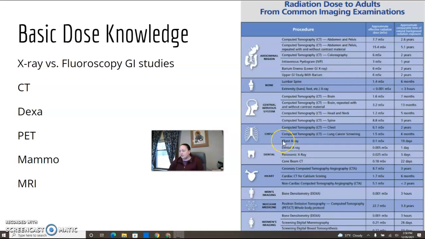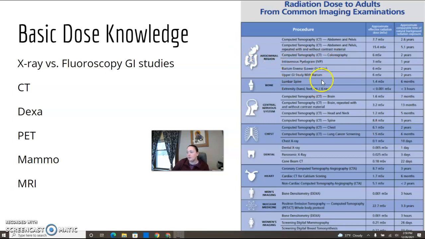So we'll start with, say, the chest x-ray. A chest x-ray gives you 0.1 millisieverts and is equal to 10 days of background radiation. And then, say, a chest CT is 6.1 millisieverts and equal to 2 years of background radiation. So you can see the CAT scans are significantly more dose than x-rays. And then if you go up here, they have the fluoro studies, so upper GI with barium or lower GI. They're right around 6 millisieverts as well. So that's essentially right in line with the CAT scans.